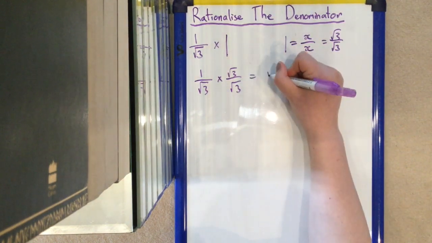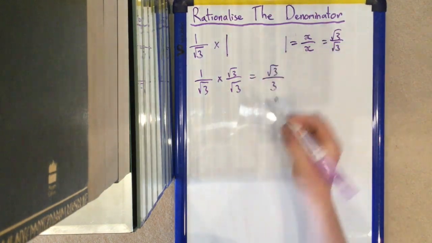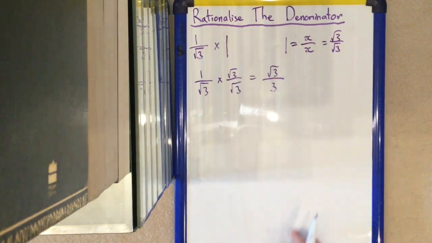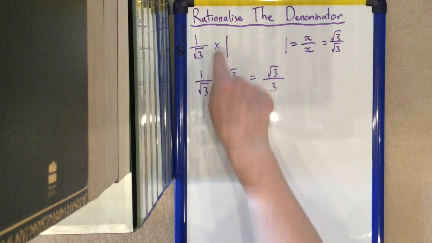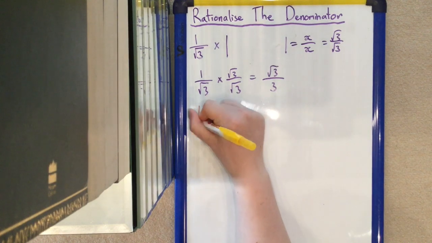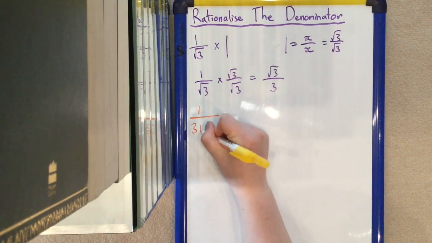So this gets us to root 3 over 3. Times the top together, times the bottom together, and this is what you get. This may not seem helpful for these simpler fractions, but it's incredibly useful when we get to slightly more complex ones. So the one we're going to look at is 1 over 3 plus root 2.